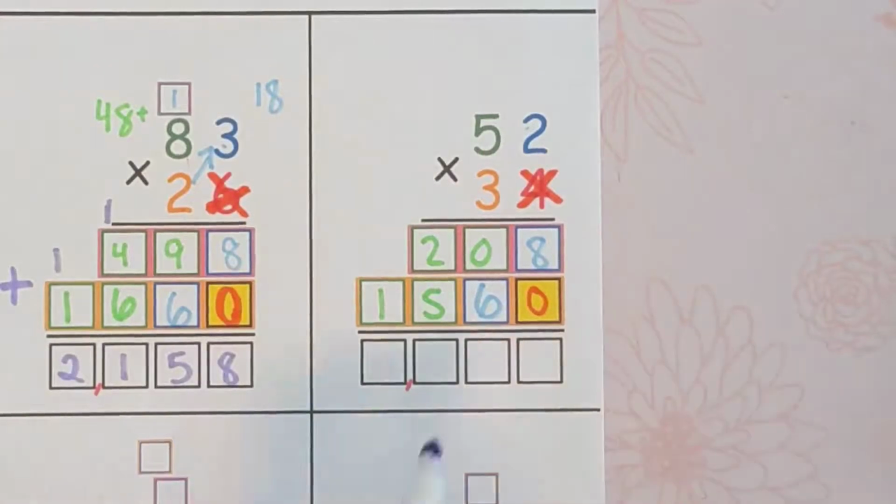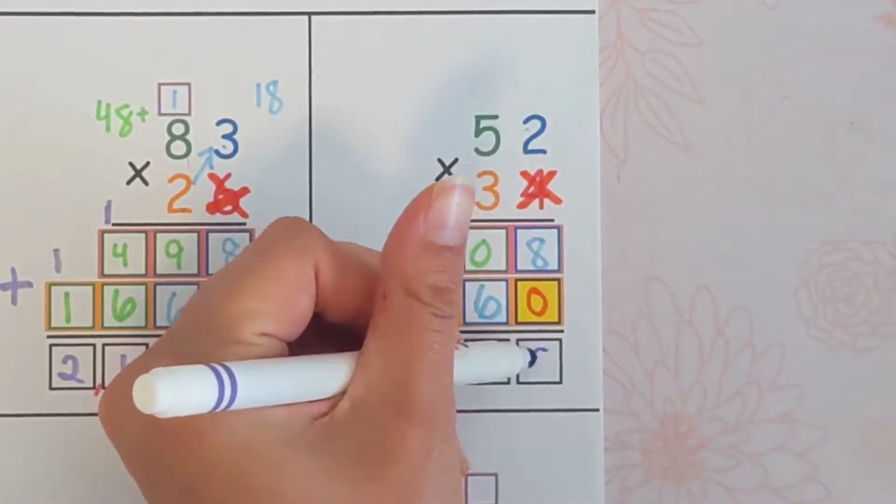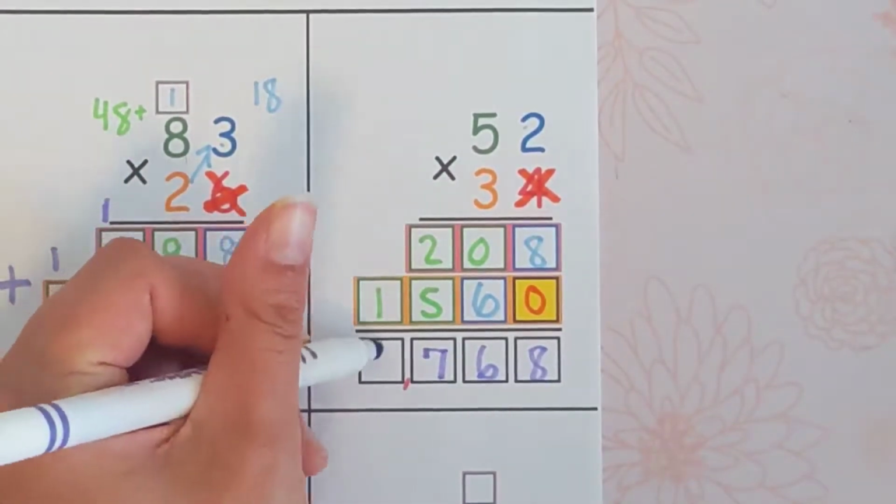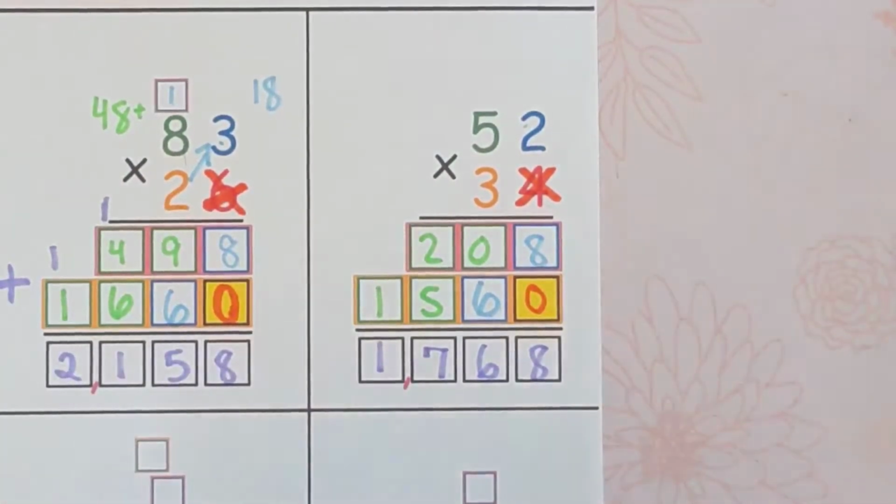Start on the right, as always. 8 plus 0 is 8. 0 plus 6 is 6. 2 plus 5 is 7. And 1 plus nothing. So 52 times 34 is 1,768.